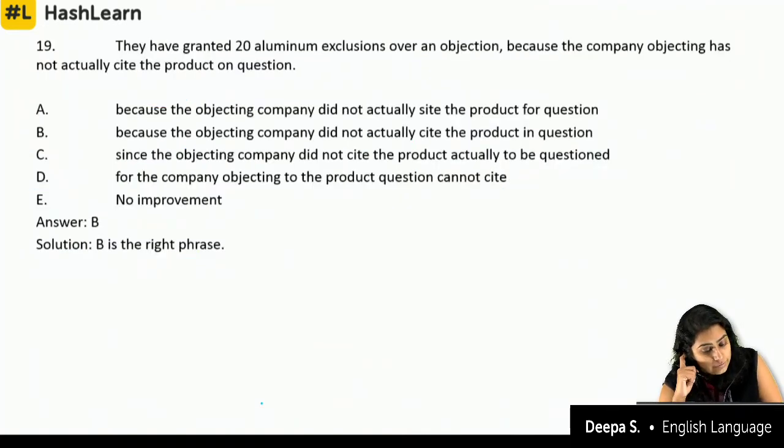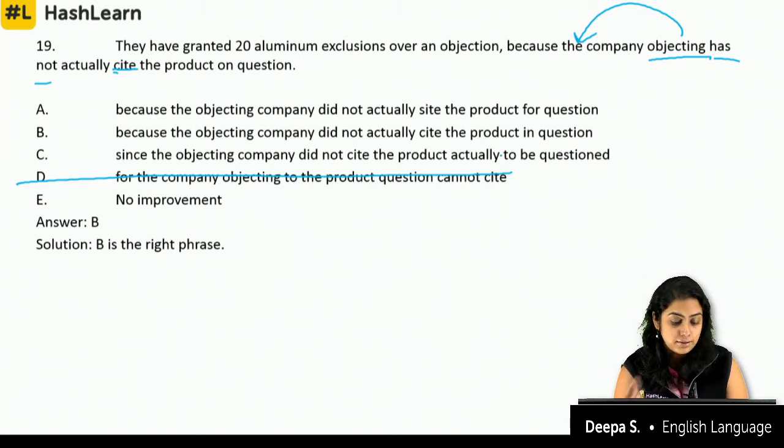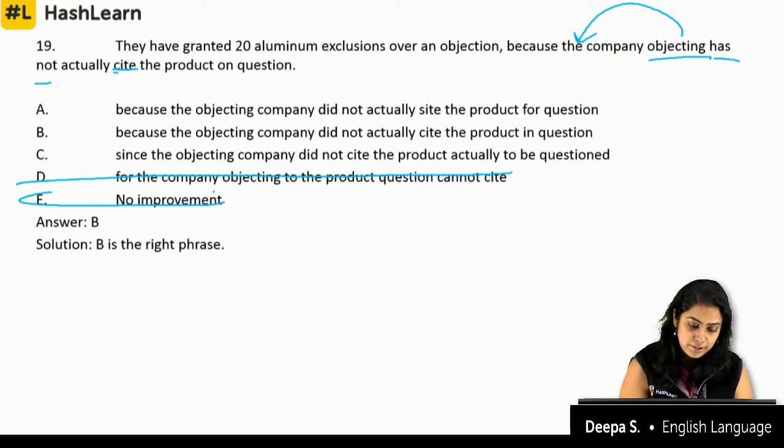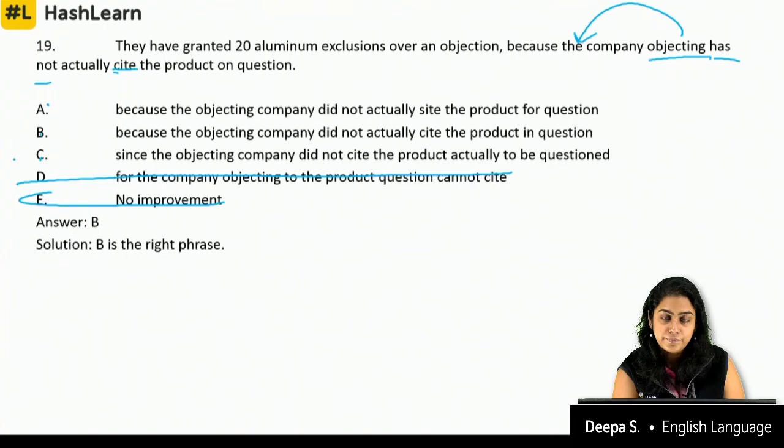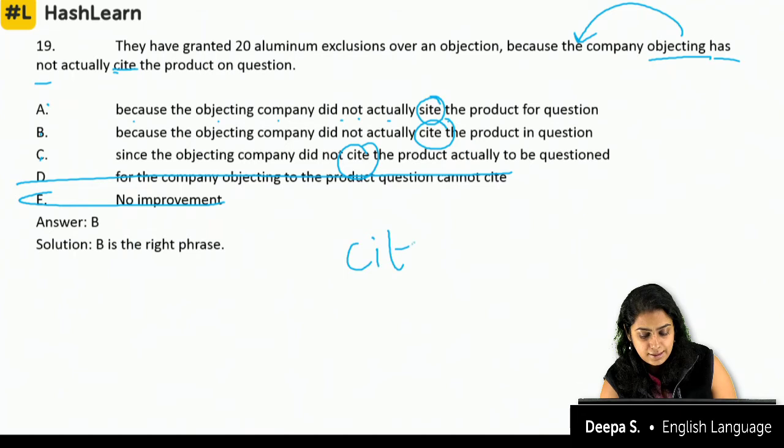Now look at this. They have granted 20 aluminum exclusions over an objection because the company objecting has not actually cited the product in question. Cited if it is has not. Okay. Now objecting has to come here before the company. So I eliminate D because it cannot be for the company objecting, it's objecting company. E again is eliminated for the same reason. I am left with A, B and C. Because the objecting company did not actually cite. Now is it SITE or CITE? It is CITE, meaning quote.